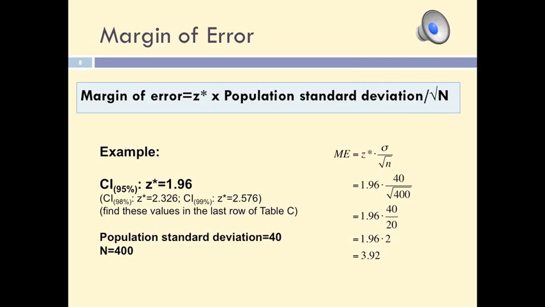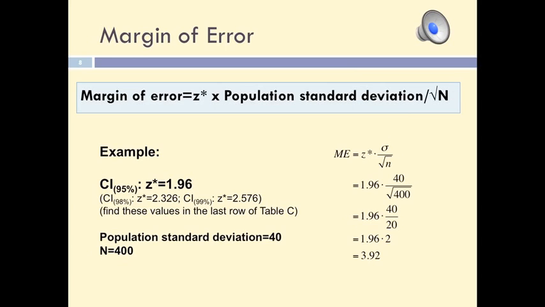So, for our example, z star is equal to 1.96. Now, you may ask yourselves, where does this number come from? This is the value that we always use when the confidence level is 95%. For other levels of confidence, such as 98%, z star is 2.326, and for 99%, z star is 2.576. These are standardized scores and are based on the normal distribution, and you can find them in the last row of Table C on the very last page of your textbook.